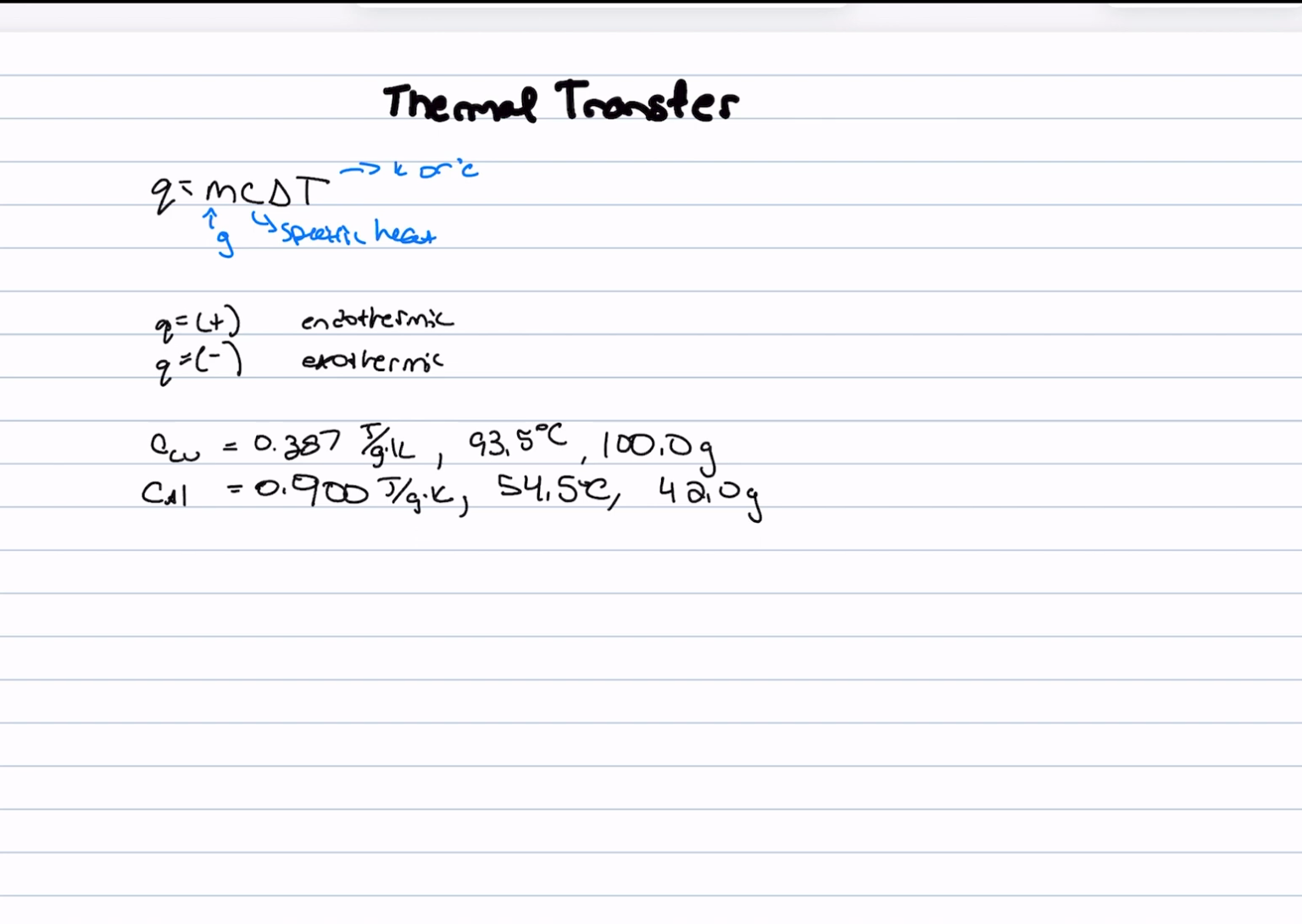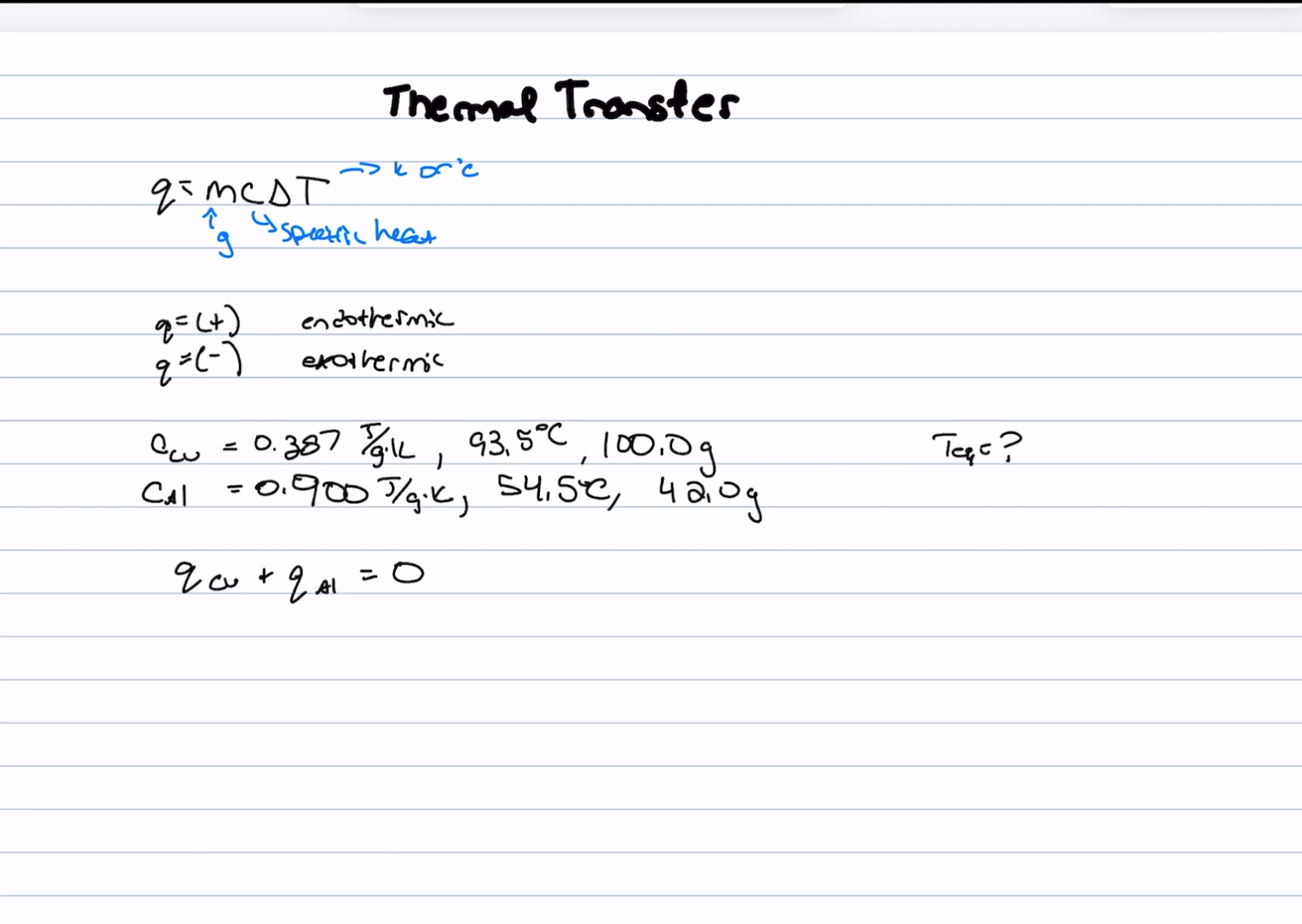And here's an example where we have a 100-gram block of copper that is heated to 93.5 degrees Celsius and has a c of 0.387 joules per gram Kelvin, as well as a block of aluminum that's 42 grams heated to 54.5 degrees Celsius with a c of 0.9 joules per gram Kelvin. And we want to find the final equilibrium temperature, assuming a complete conservation of energy.